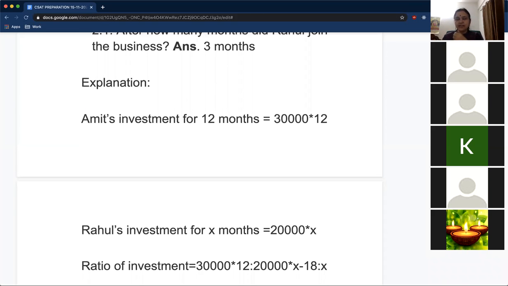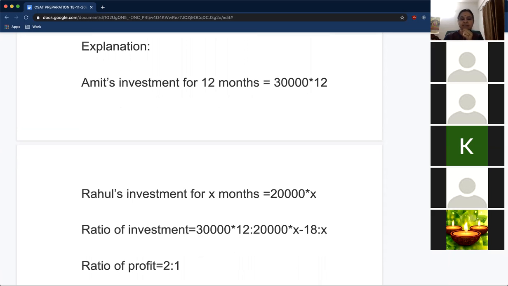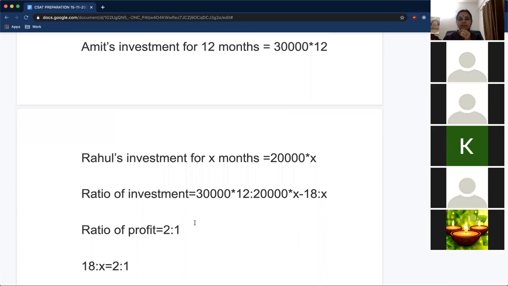So what is the ratio of their investment? Until and unless it is specifically mentioned, the ratio of profit also will be taken in the same way. So 30,000 into 12 months in a year, and 20,000 into the number of months he invested, which we do not know. This would be equal to 18:x when you simplify it. Now the profit sharing is in the ratio 2:1. That means Amit is going to get two parts of the profit, and Rahul will get only one part of the profit.